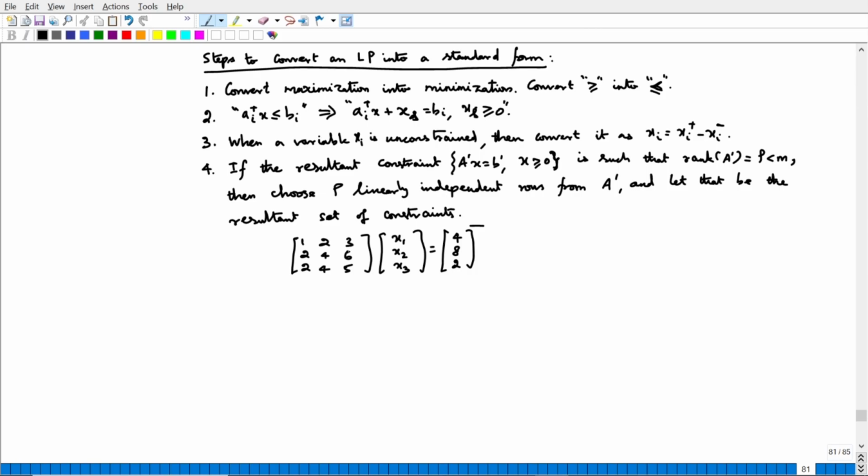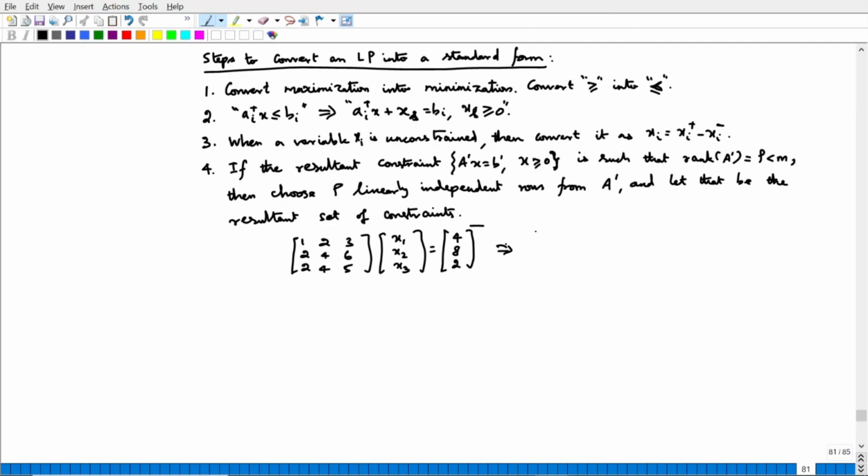So, you cannot choose 1 and 2, because if you choose 1 and 2 then they are not linearly independent rows. But you can choose 1 and 3, they are linearly independent, and you can choose 2 and 3 as well, they are also linearly independent. So you can choose any 2 linearly independent rows, and the resultant set of constraints will either be 1 2 3, 2 4 5, x1 x2 equals 4 2, or 2 4 6, 2 4 5, x1 x2 equals 8 2. One of them will be the resultant set of constraints.